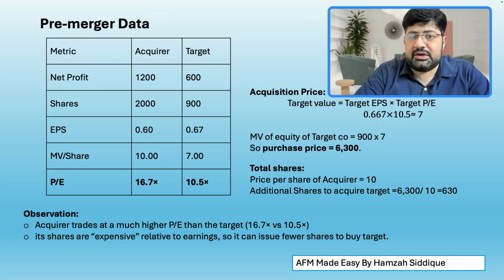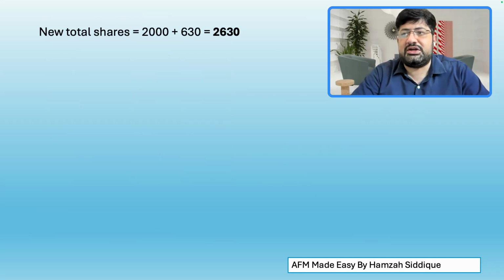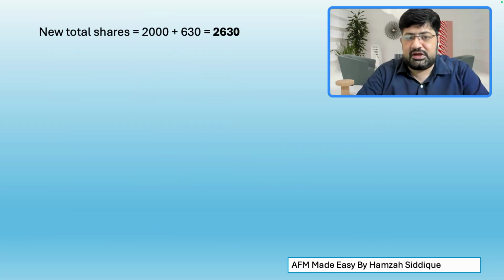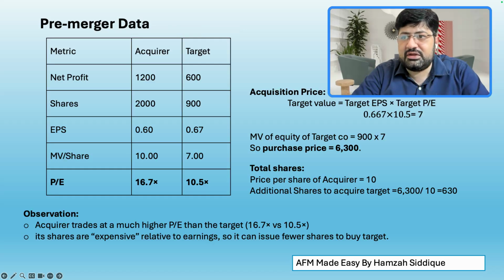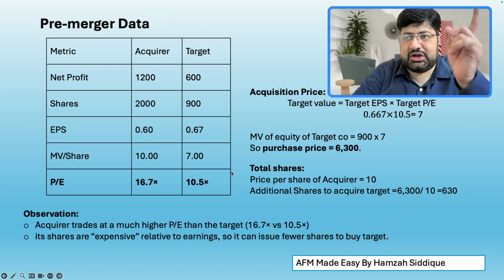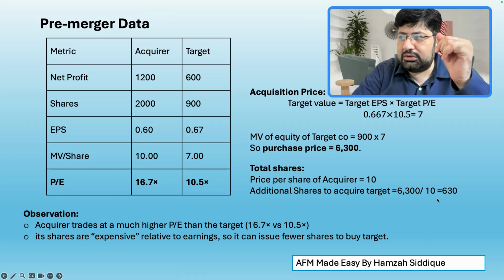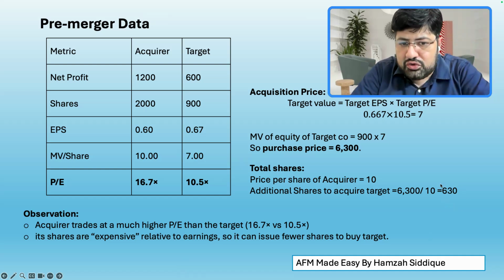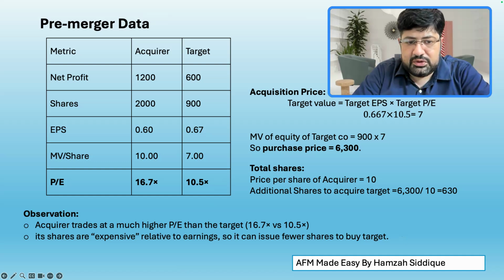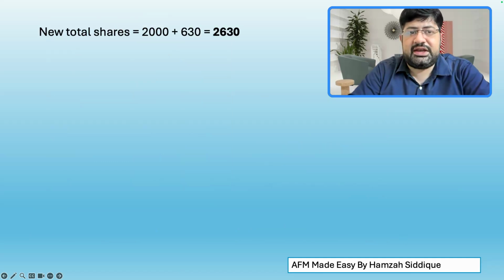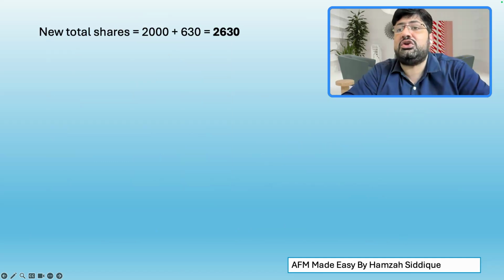Now, what will happen? When they issue, their total number of shares will become... Currently, they have how many shares? They have 2,000 shares in issue. When they have to buy, now 630 shares more are to be issued. So the total number of shares in issue of the acquirer will be here.